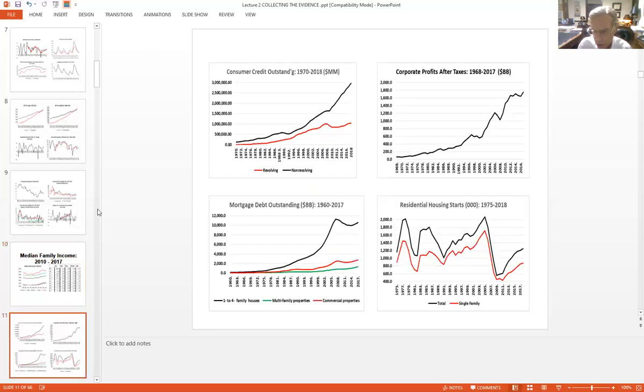Here are some more indicators of the consumer sector. The upper left-hand chart is really interesting.